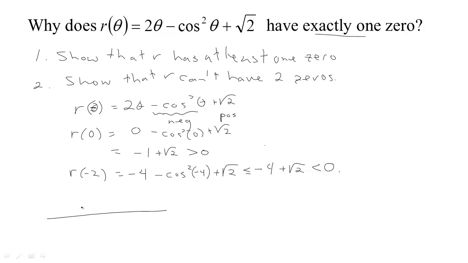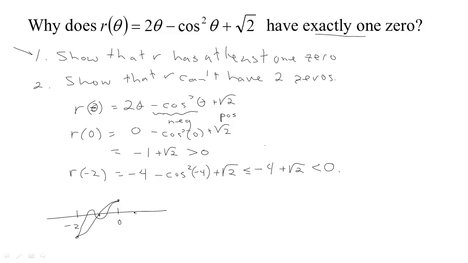So we know on our function that at 0 it's above the x-axis, but at negative 2 it's below the x-axis. So somewhere in between there, because it's a continuous function, by the intermediate value theorem, it's going to have to cross through the x-axis. It's possible that it crosses through maybe several times, but we know it has to cross through at least once by the intermediate value theorem. So we know by the intermediate value theorem that it definitely has at least 1 zero.